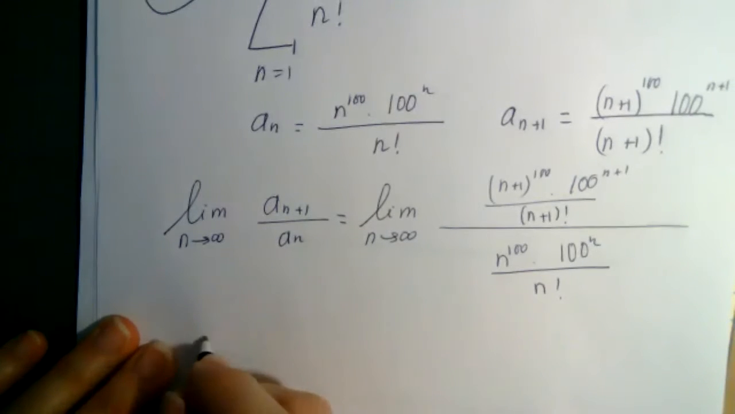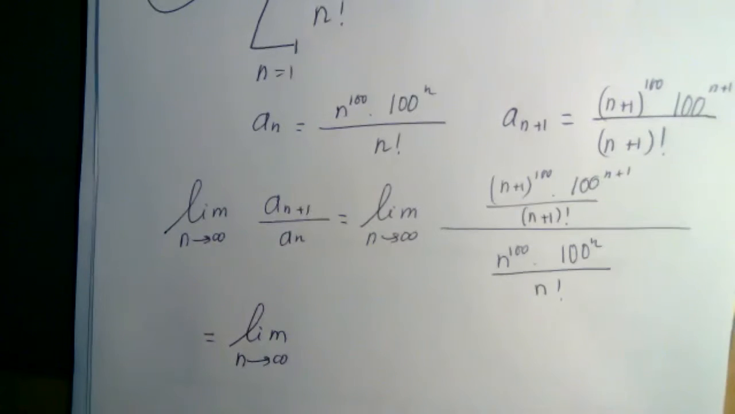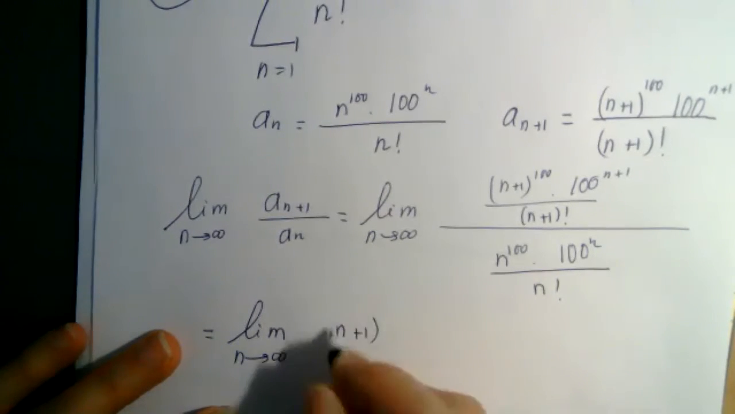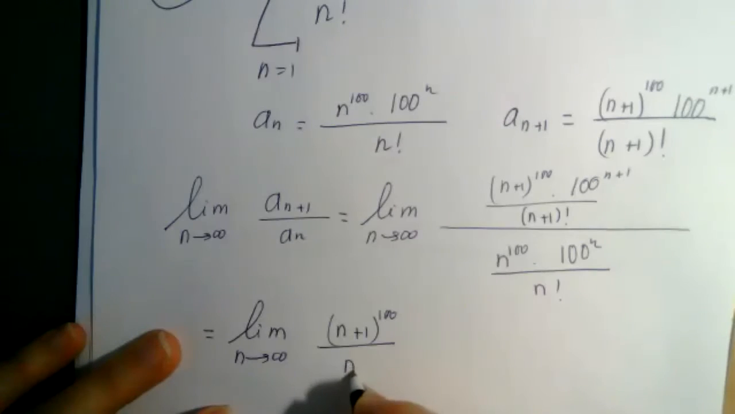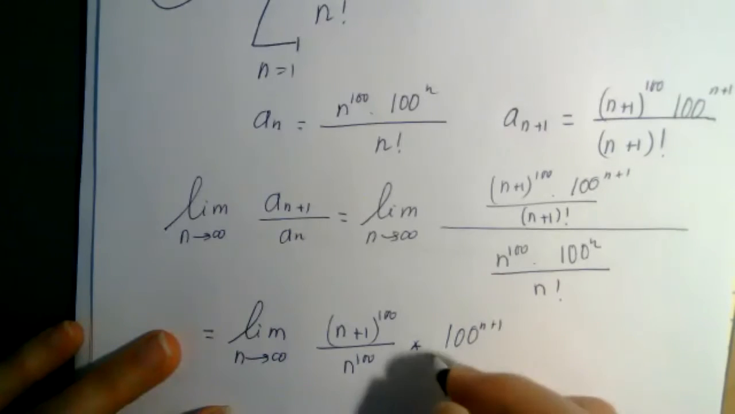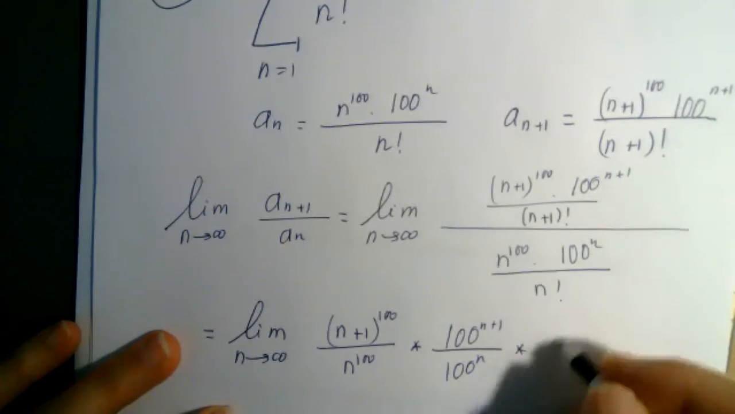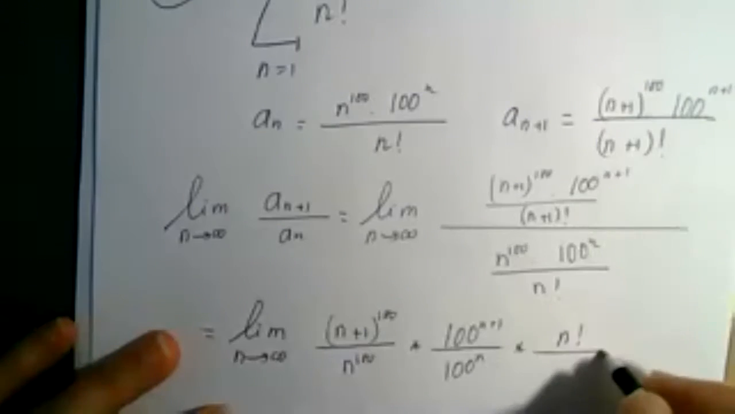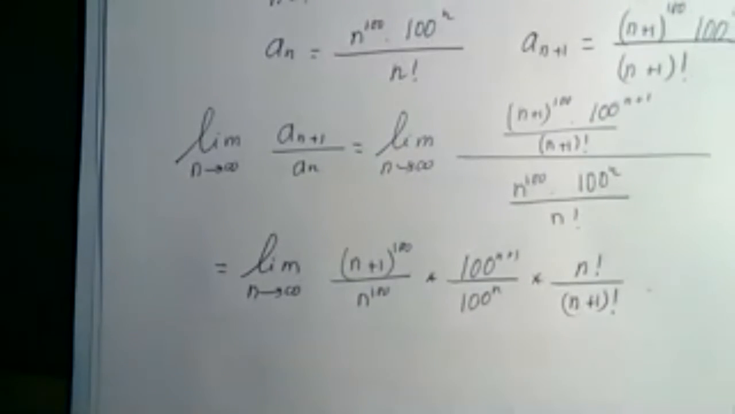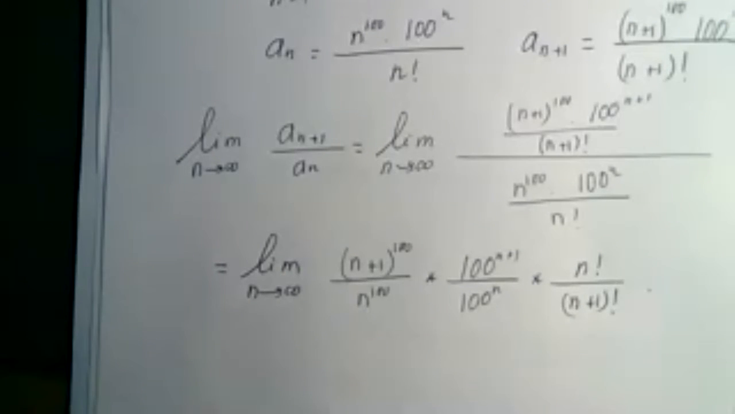So let us compute this limit. I'm going to compute this limit, but I'm going to try at the same time to put like terms together. So we're going to have (n plus 1) to the power 100 over n to the 100. Then we're going to have 100 to the n plus 1 over 100 to the n. But this n factorial is going to go to the numerator here, and the quantity (n plus 1) factorial. So I skipped this step. Is it okay? Can you follow? All right, let's compute this limit.